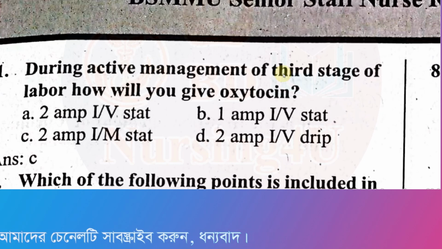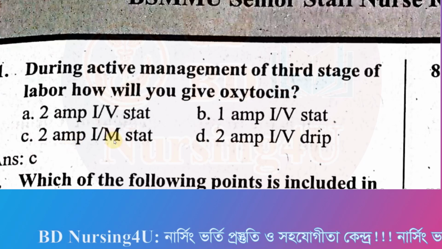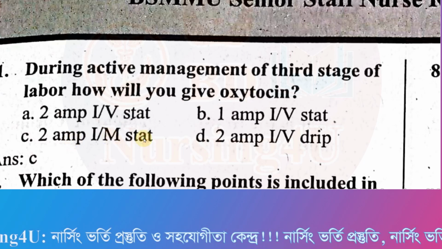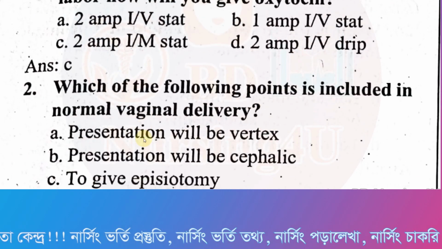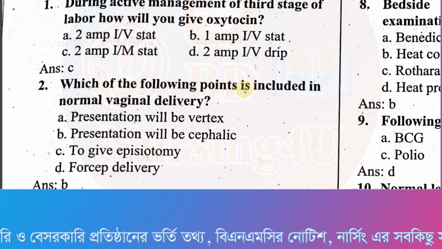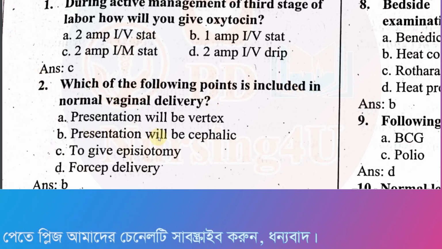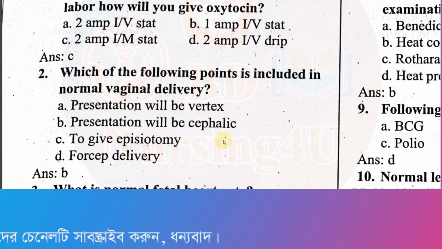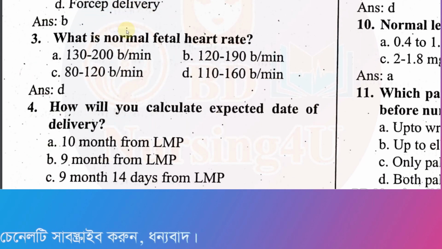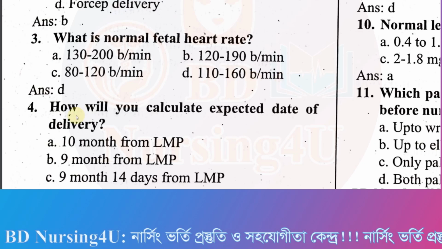During active management of third stage of labor, how will you give oxytocin? IM. Which of the following point is included in normal vaginal delivery? Presentation will be cephalic. What is the normal fetal heart rate? 110 to 160 beats per minute.